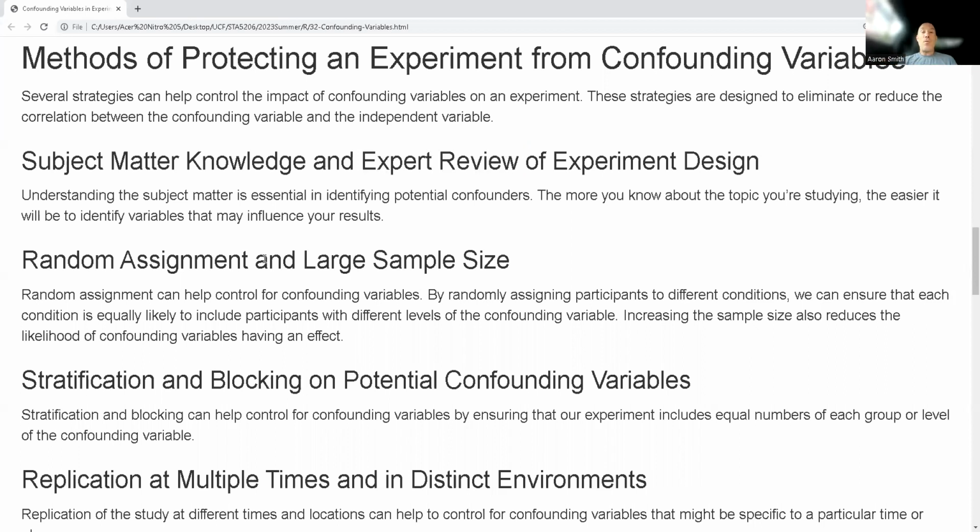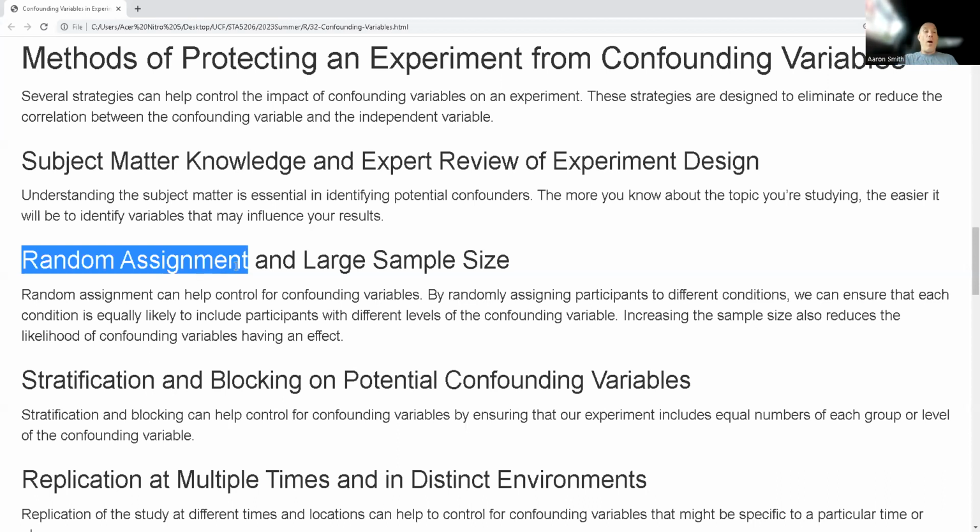After subject matter knowledge, the most important aspect to protecting ourselves from confounding variables is random assignment. What we're hoping is that by shuffling, by randomly assigning measurements to different situations, we can protect ourselves by having things randomly dispersed. Now, random assignment doesn't really kick in too often, unless we get lucky, on small data sets.